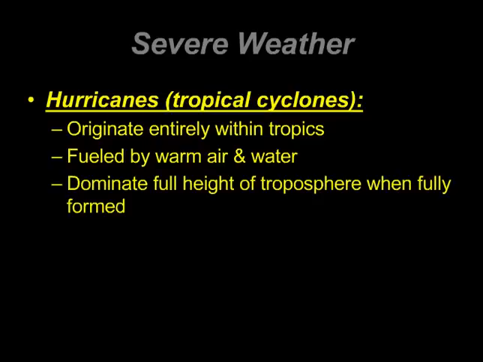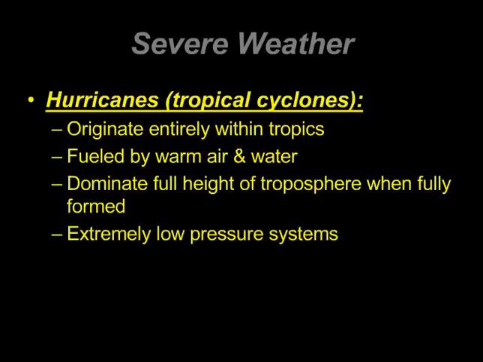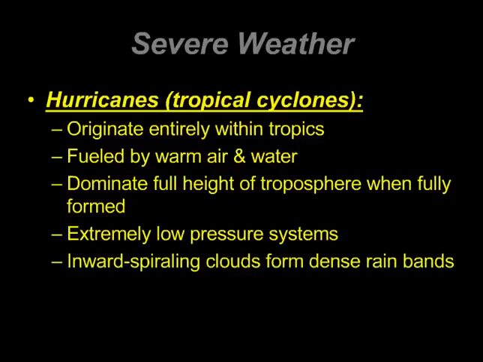Further, not only are these large in terms of spanning several states as far as their size, but also their height can be quite tall, so much that they can actually poke up above the tropopause. Further, these are examples of extreme low pressure systems, so the barometric pressure readings that you would find in the center of a hurricane would be some of the lowest that you would ever find. Further, these are inward spiraling clouds, but these inward spiraling clouds form dense rain bands, and so oftentimes you can actually have tornadoes being spawned well ahead of the eye of the hurricane, and we'll once again see that when we look at Hurricane Katrina in a minute.